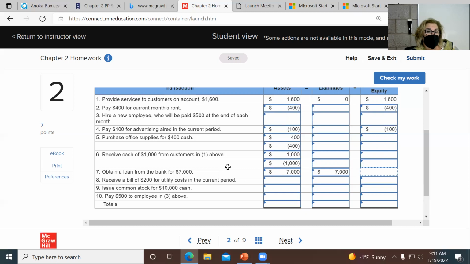Number 8, we receive a bill of $200 for utility costs in the current period. Hey guys, here's a trick. Did it say we paid the utility bill? No, it says we received it. So we owe the money, but we haven't paid it yet. When we owe money, it's a liability, isn't it? Accounts payable. So won't that go up 200? And won't our stockholders' equity go down 200?